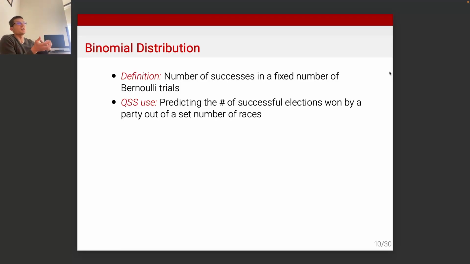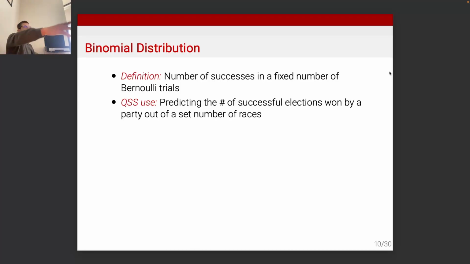So if you have, let's say, 25 different Senate races, the Democrats will win some number of those, and the Republicans will win some other number of those. If you wanted to model the number of seats among those 25 races that the Democrats win, that would be characterized by a binomial distribution, where we're trying to understand the different possibilities over a number of successes in a fixed number of Bernoulli trials.